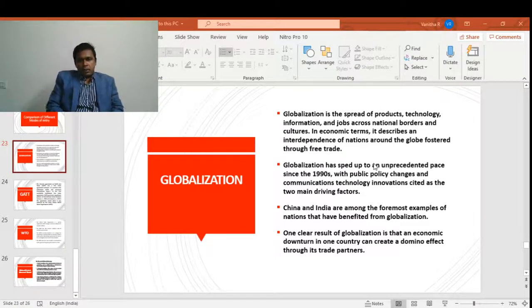So basically, globalization is nothing but sharing your technology and your products with other countries. International business, if you compare, what is the difference? With globalization, you don't sell your products or services to only one or two countries. It is global. You can get into any company.